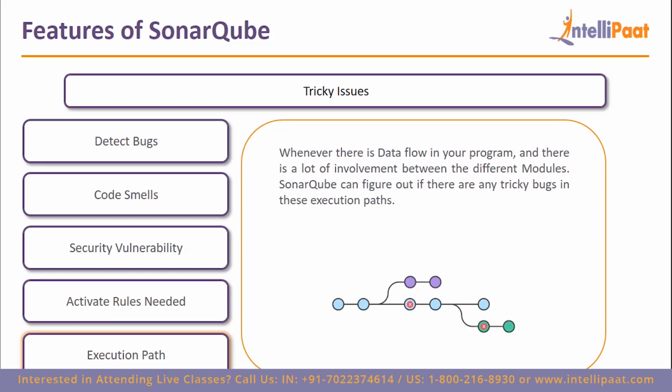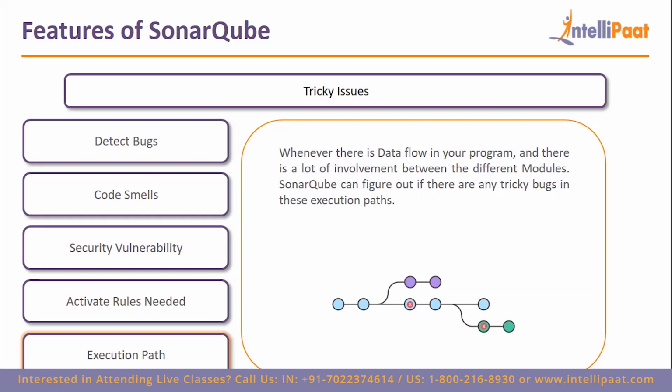Execution path. Whenever there is data flow in your program, and there's a lot of involvement between the different modules, SonarQube can figure out if there are any tricky bugs in these execution paths. Now, when a company works on an application, they'll obviously have a code pipeline, a data flow in the program. SonarQube, when it gets integrated with Jenkins or any deployment tool, works by itself.